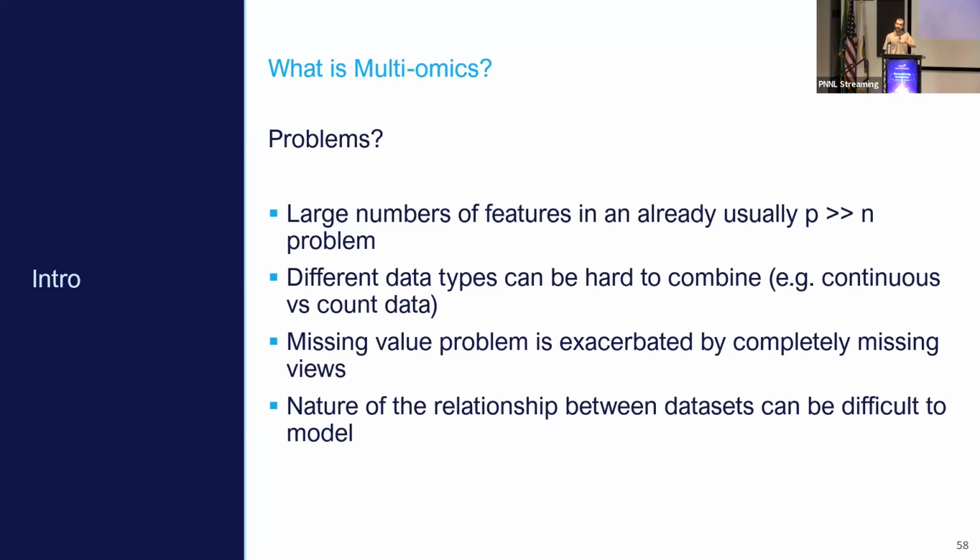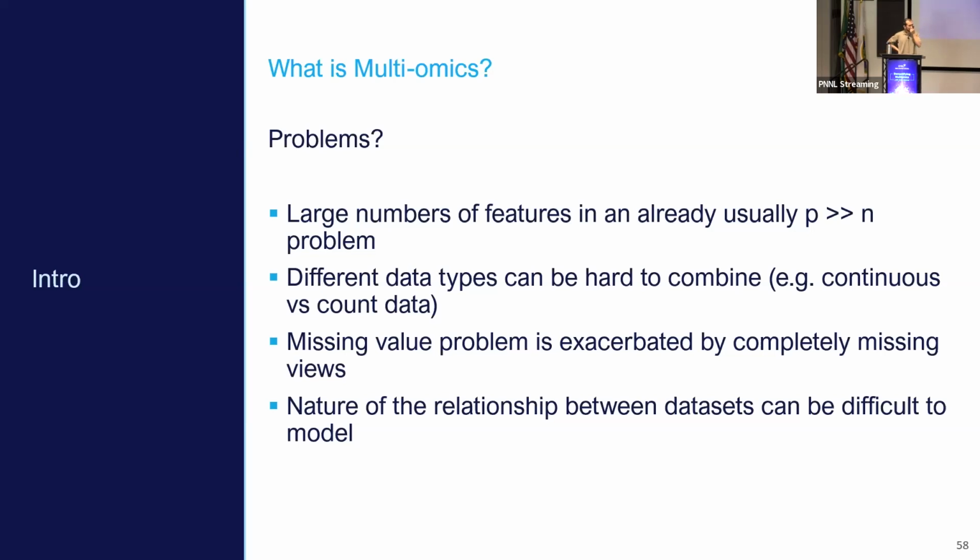Missing values are a problem in omics. As I learned when I got here, people told me, yes, we have this data set for you. 40% of the values are missing. I go, oh, well, that's a problem, isn't it? They go, yes, we need to deal with that.